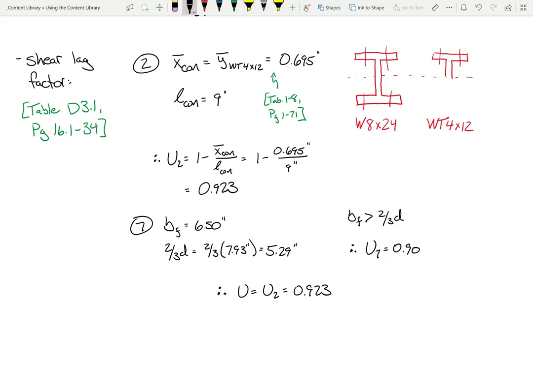All right, any questions? So now, net section fracture, 0.75 Fu, net area, U. We've got every quantity. We can go ahead and do that. So let's go ahead. Everybody good?